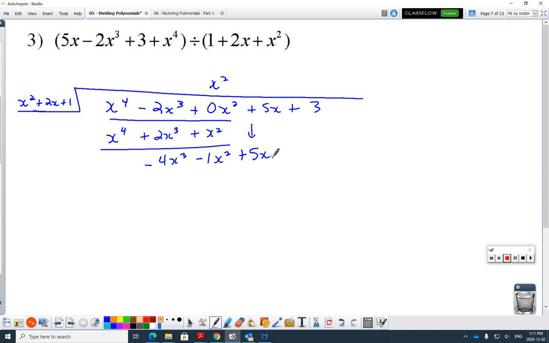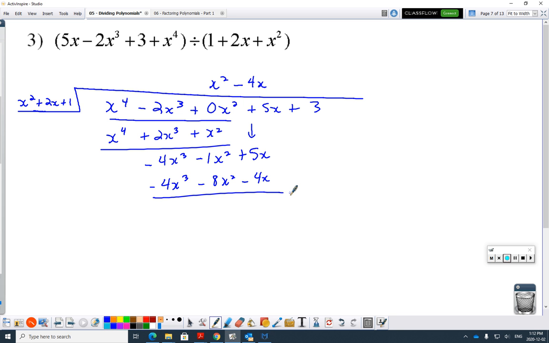So what do I put up in the quotient next? Yeah, negative? Negative 4x, because then negative 4x times x squared gives me the negative 4x cubed that I'm after. And then negative 8x squared, negative 4x. Let's make sure I did all that right. Yep. And then subtract.